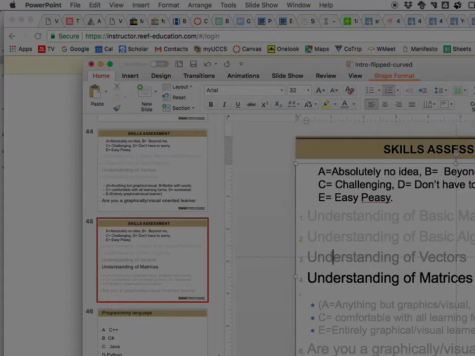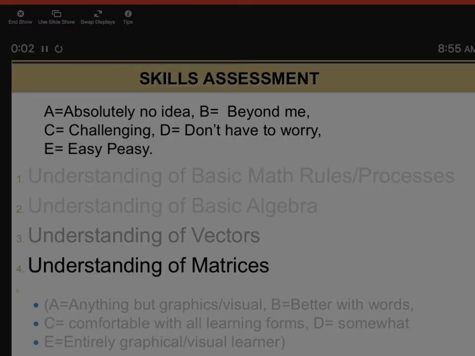Okay, so now we'll do understanding of matrices. Okay, slowly increasing the size of the class. We're up to 50 now.